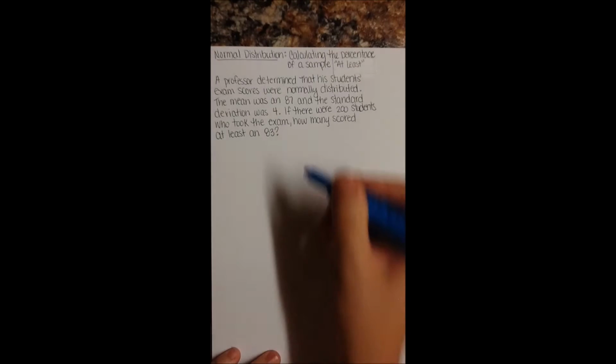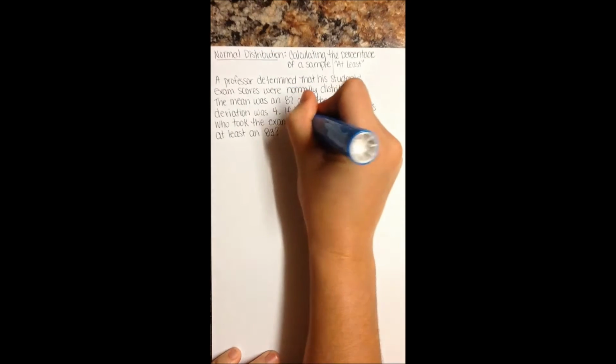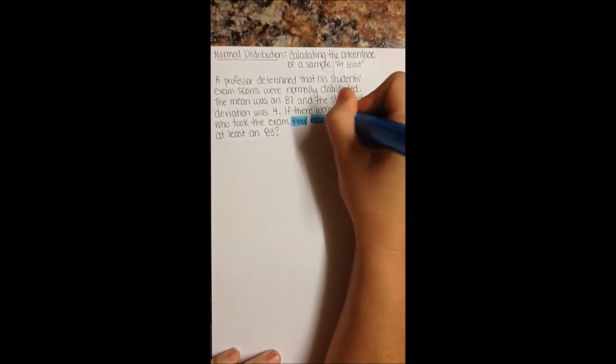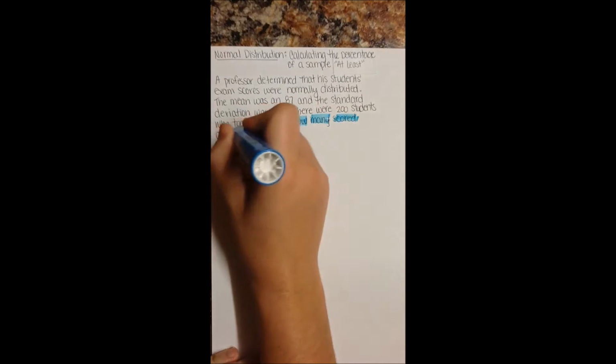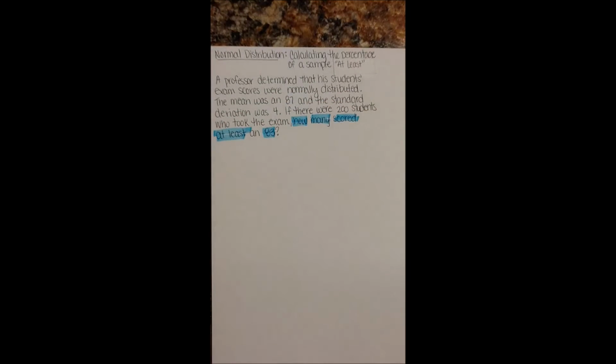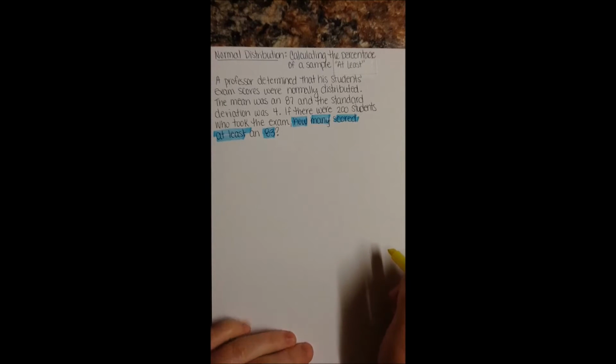So the first thing we do when we read word problems is to find your question word. My question word starts with "how." So I want to know what it's asking. How many scored? So how many scored at least 83? Now I want to find all the key terms and information in the word problem.